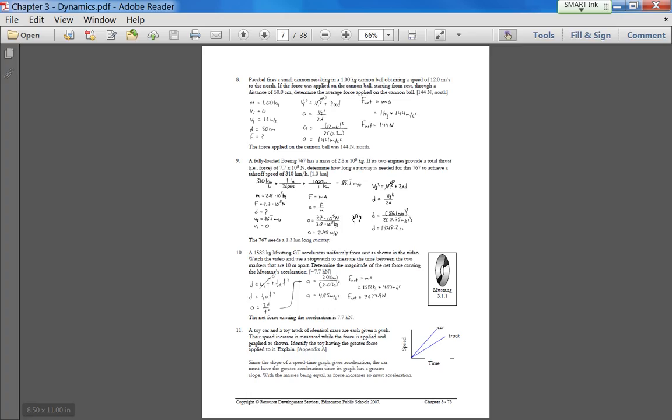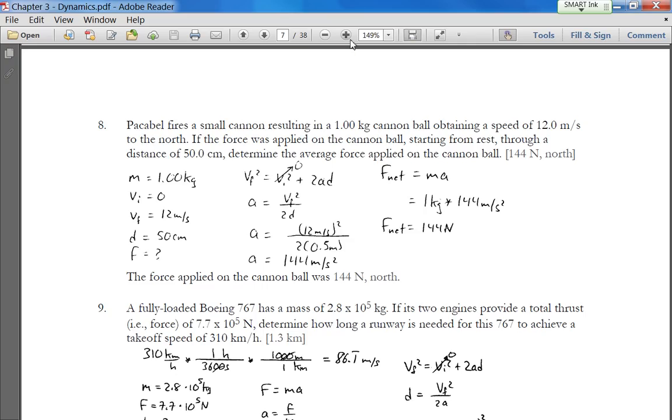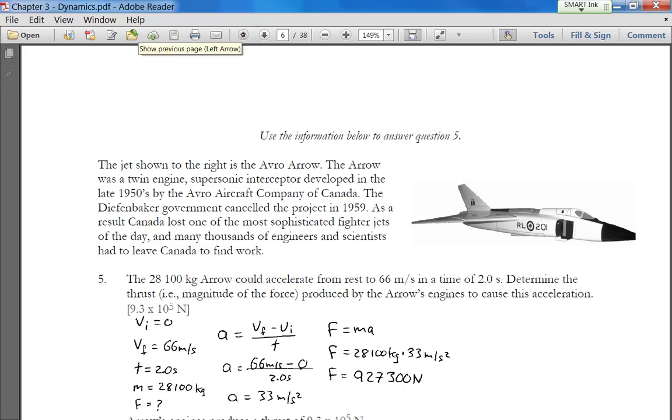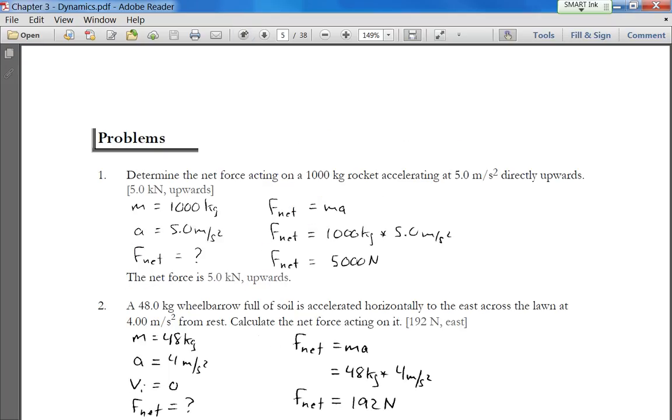Sorry, I'll just bring that up one last second. I'll just show you an example for question 8. For question 8, you have to use kinematics to solve for accelerations, and then use your F equals ma. Only go to question 9. Are you guys comfortable with that? If you look at the first few questions, 1, 2, 3, it's probably just manipulating F equals ma. So nothing really challenging there.